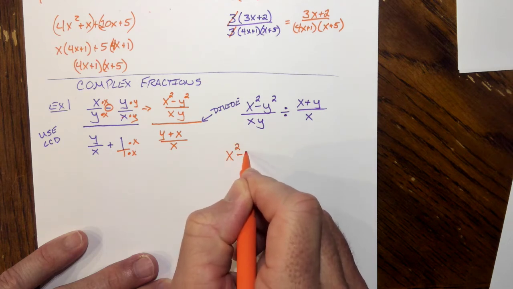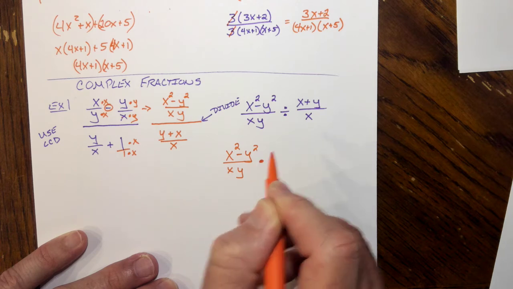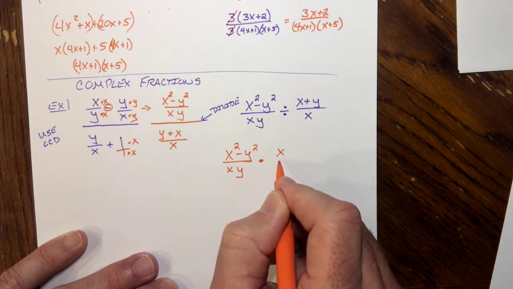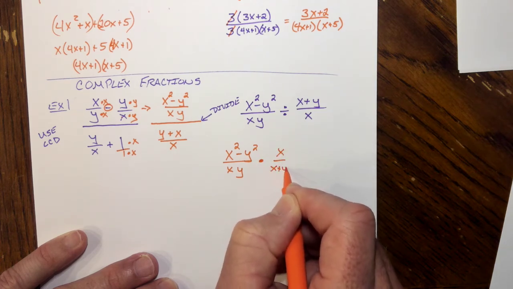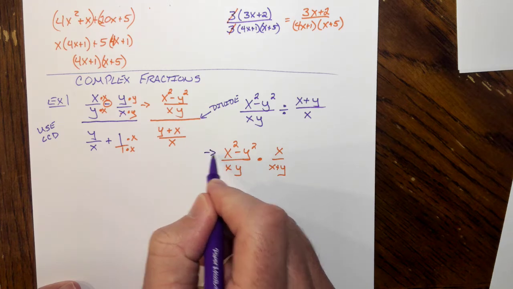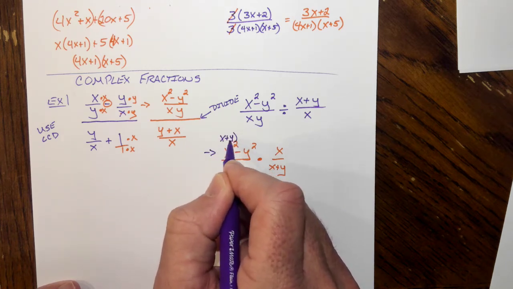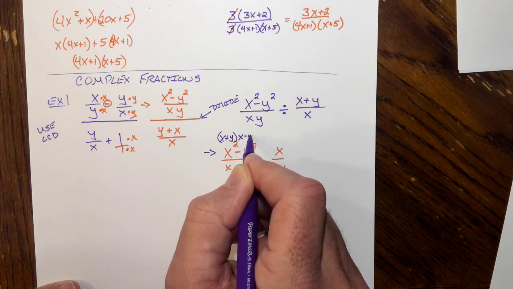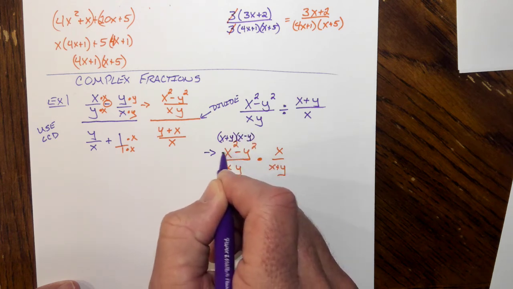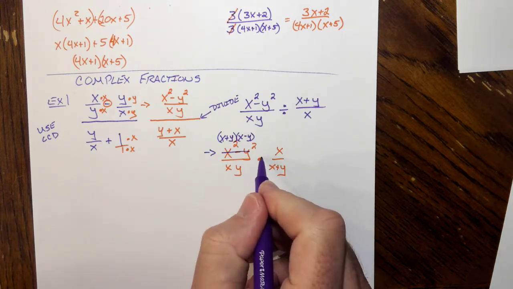X squared minus y squared over xy. Change it, flip it. So now we're multiplying fractions. Notice factoring pattern here, difference of 2 squares. X plus y, sum, x minus y, difference. Allowing us to now, we can do some cross reducing. Why? Because it's a times sign.